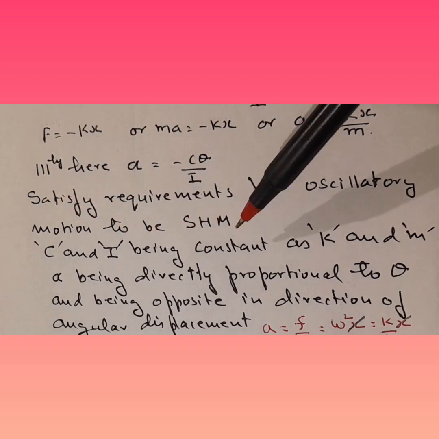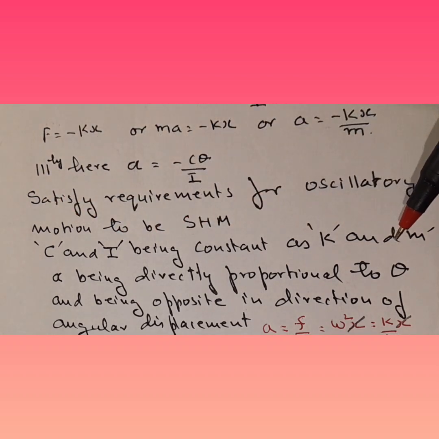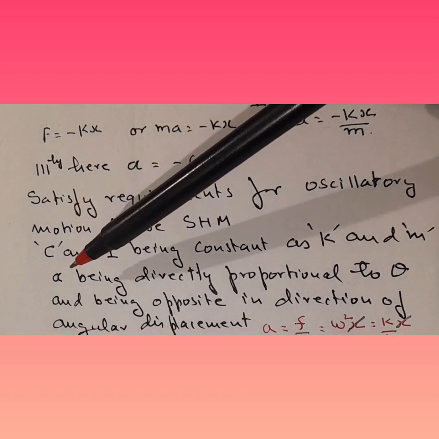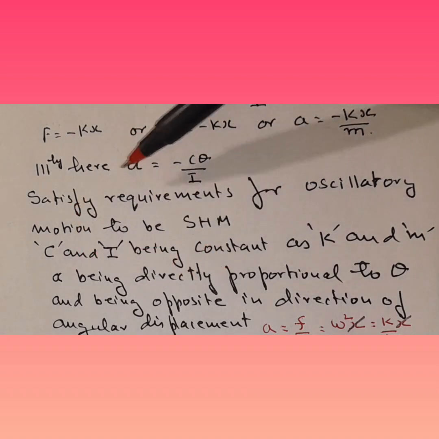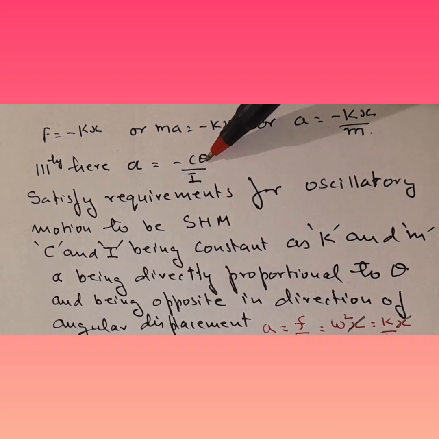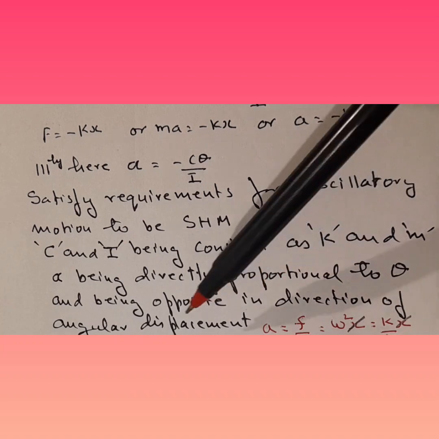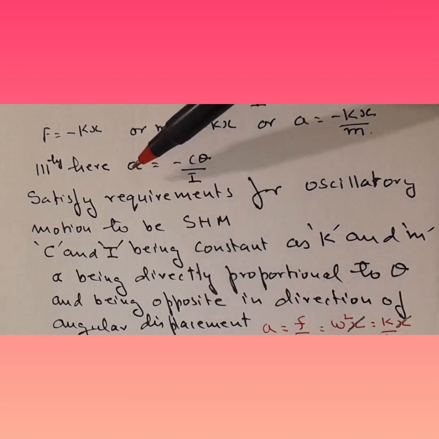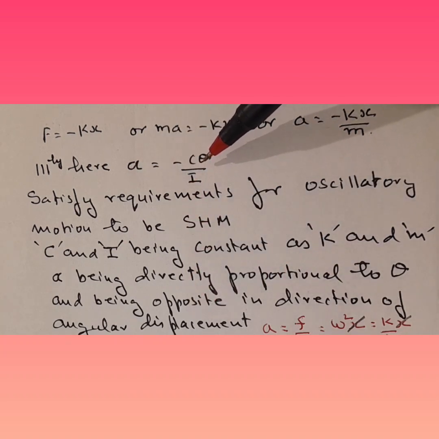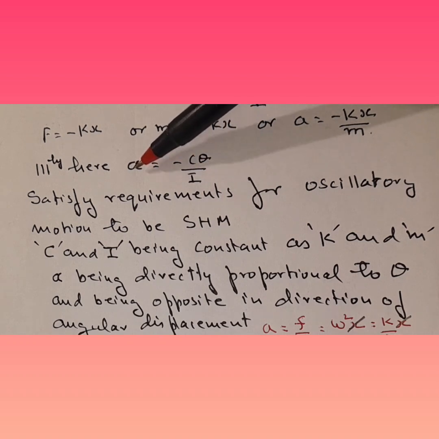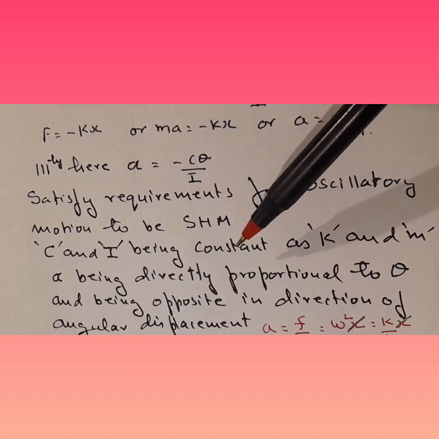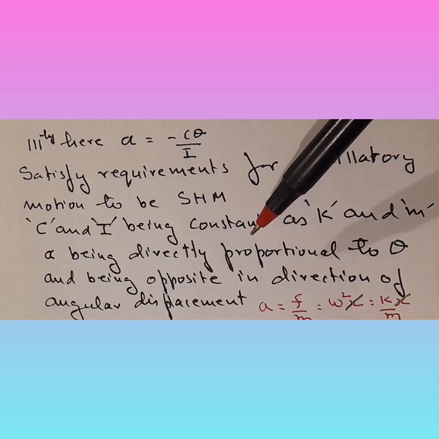C and I being constant, as K and M we saw in our spring reaction, force and spring. Alpha being directly proportional to theta is the first condition, and being opposite in direction to angular displacement is the second. So this we saw is opposite to the angular displacement, and it is also directly proportional to theta. So SHM done. So now we can call it angular SHM. All right.